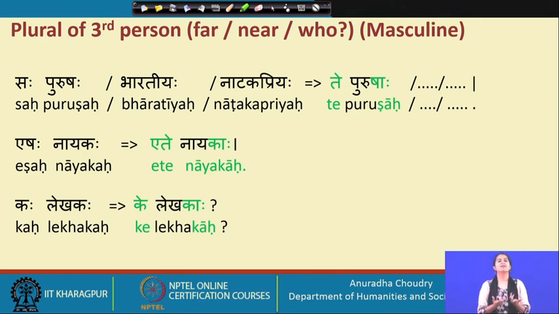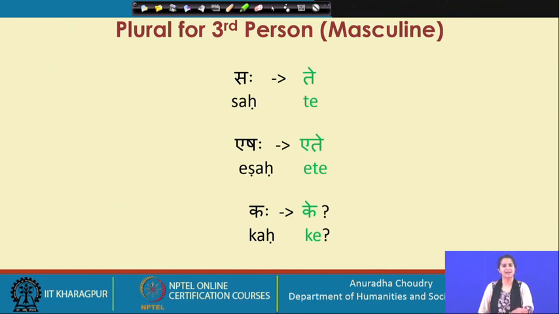And then the question, Kaha Lekhakaha, or the writer. So, Kaha becomes Ke. If you look at the words that we've already looked at, we see that there is some kind of a pattern. So saha becomes te, eshaha becomes ete, kaha becomes ke. So we have Ke Lekhakaha. Which writers, or who other writers? So putting it together now for you, saha te, eshaha ete, kaha ke.